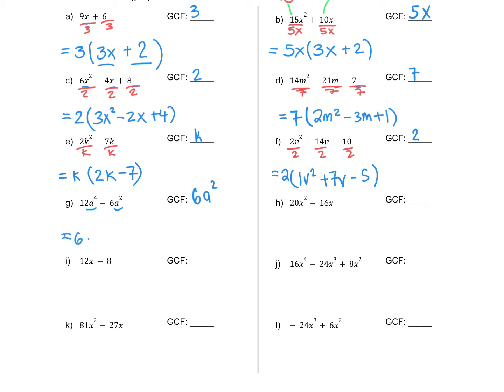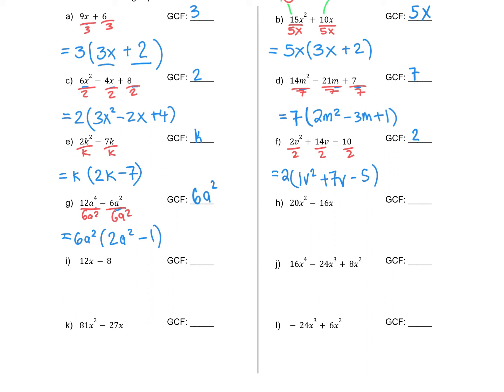All right, so I'm going to write my GCF out in front. I'm going to divide my first term by 6a squared. So 12 divided by 6 is 2. A to the 4 divided by a squared. I have 4 a's on top, and I'm removing 2, so I have 2 left. And then for the next one, 6 divided by 6 is 1, well, negative 1. And then the a squareds cancel out, and there we have it.